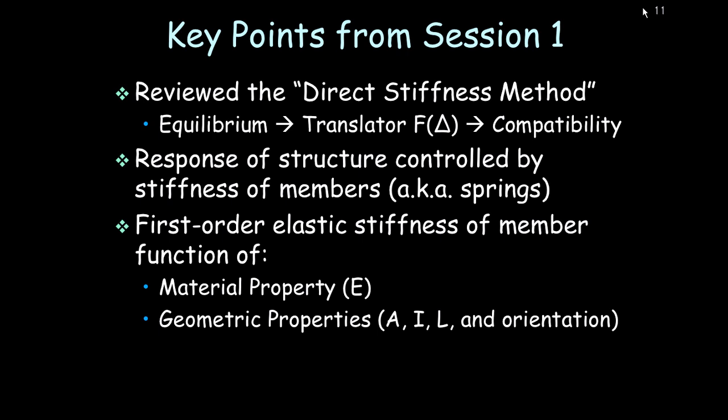I did have an opportunity to go through a first-order elastic stiffness and what that meant. For these members, we looked at axial force members and flexural members, and two key properties. We can divide them into material property, the material stiffness or modulus of elasticity, and geometric properties: the cross-sectional area, the moment of inertia, and of course the length of the member. But also very important to the stiffness of that member is its orientation. So we'll be tracking what happens to these stiffness terms when we go nonlinear.